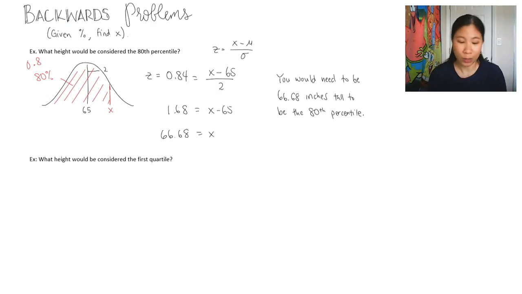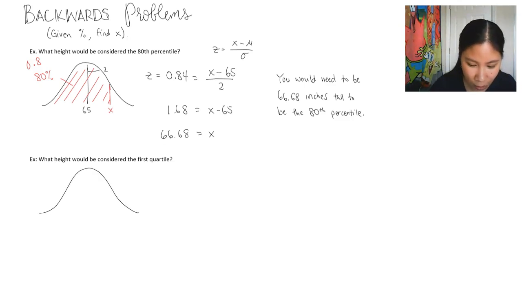So this time I want to do another similar example. What height would be considered the first quartile? If you think back, your first quartile is Q1. So what percent is below Q1? It's your first quartile, so it should be 25%, because a quarter. So for our picture, when we draw it out, we should have 25% below you.